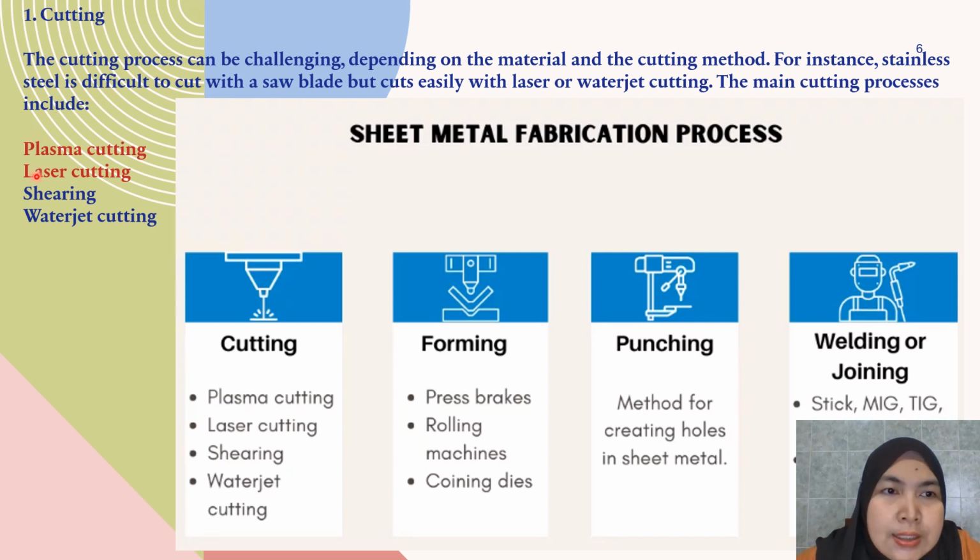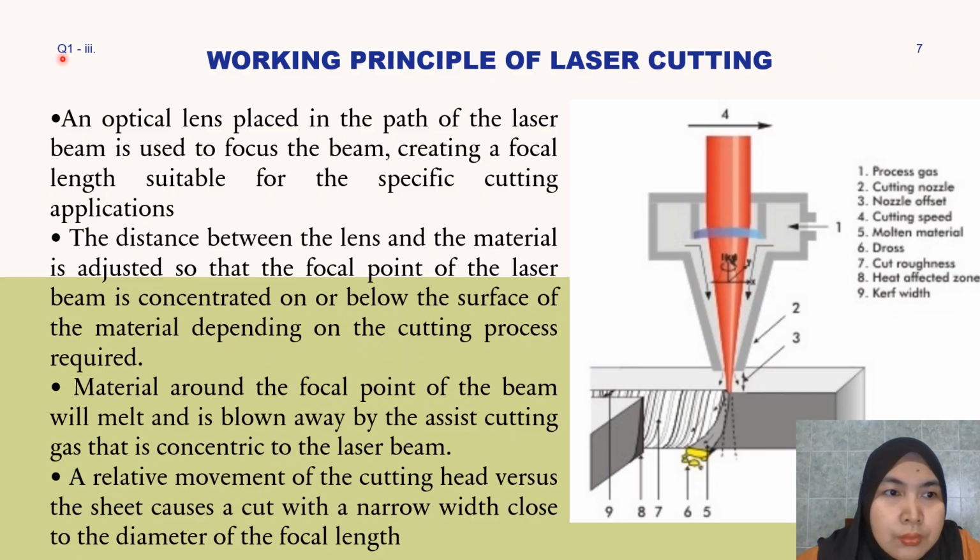Plasma cutting and laser cutting are 2 commonly used techniques in sheet metal fabrication. Plasma cutting uses a plasma cutter to cut through metal, while laser cutting uses a high power laser to cut through sheet metal. So it is believed that the previous picture that we saw is from laser cutting, which uses a high power laser to cut through sheet metal. So we go straight to the working principle of laser cutting.